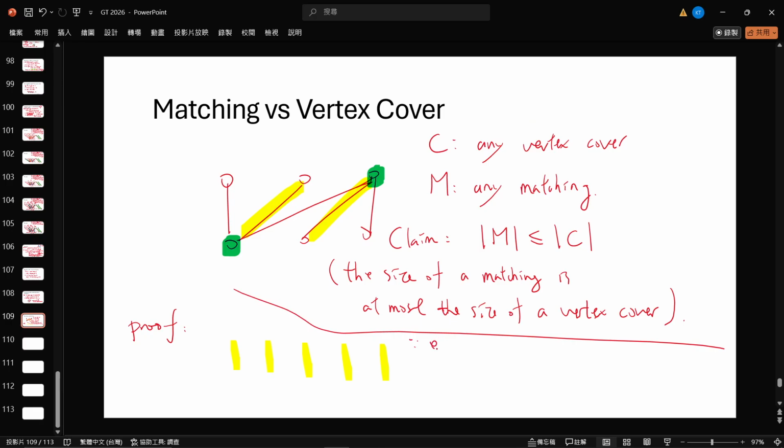So because edges in M do not share endpoints, therefore we need to use at least M vertices just to cover the matching. And that's basically the proof.